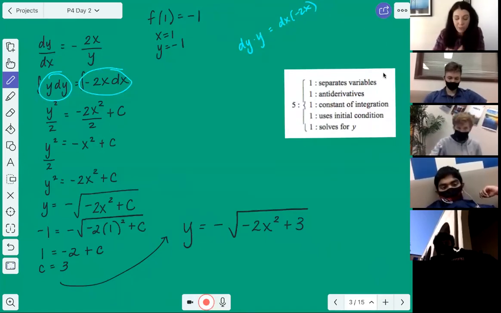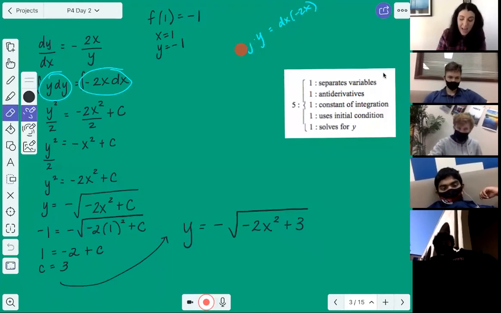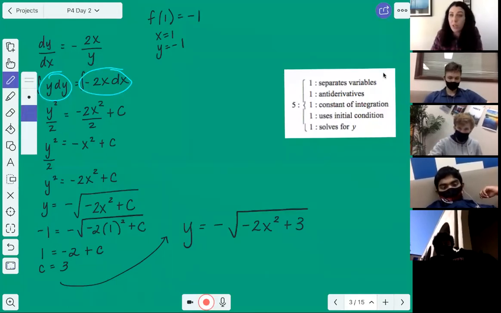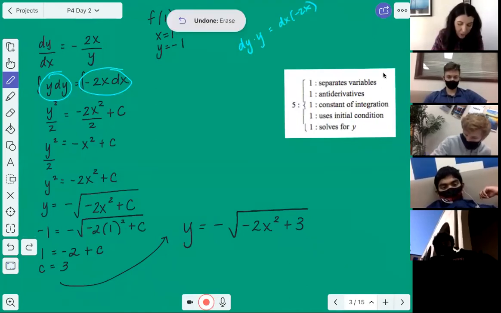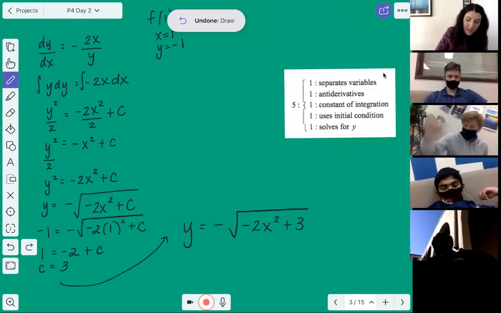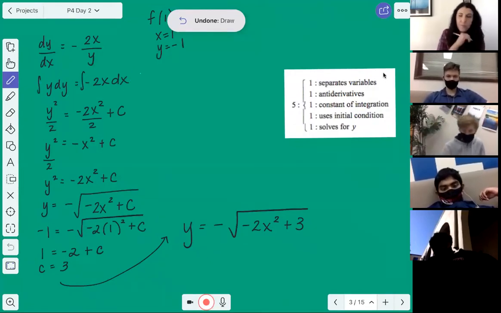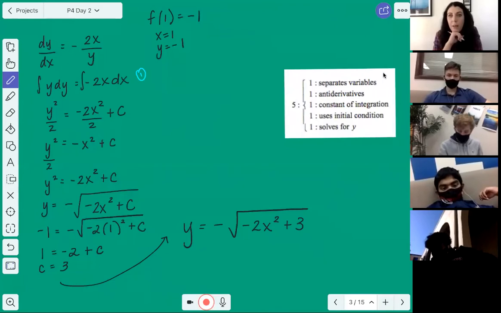Okay. Separable differential is the most points you can get on any question on the entire exam. It's the most points you can get on a single question. So it's really important you don't make silly mistakes as we go. Y dy equals negative 2x dx. This is your first point. Okay. Questions on separate.